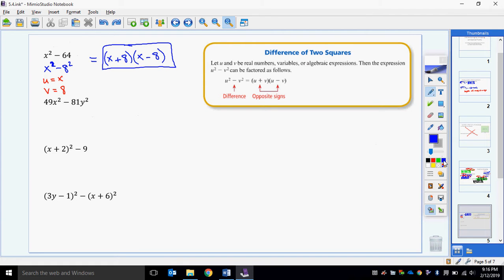Let's go on to the next one. How is this the difference of two squares? Okay, well, I see an x squared and a y squared.